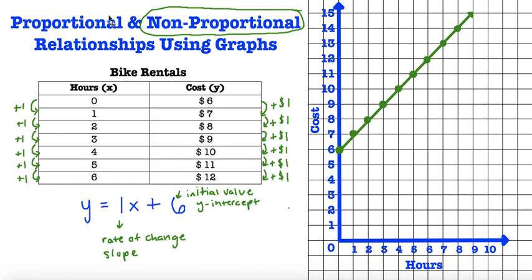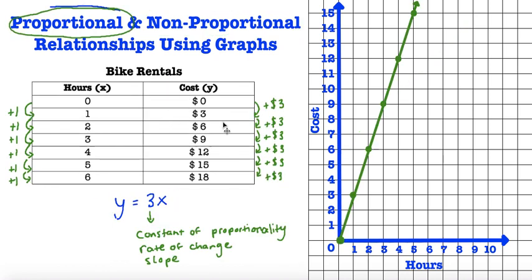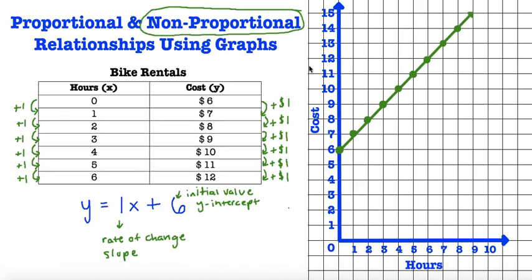And so if we compare, our proportional relationship starts at 0, 0 and increases at $3 each hour, $3 per hour, and so on. However, our non-proportional relationship starts at 0, 6, so not at 0, 0, but it still increases at $1 per hour. So it's still a constant rate, but it's not proportional because we're starting with an initial value, making our rates non-equivalent.